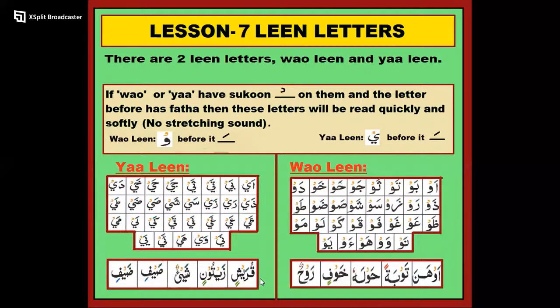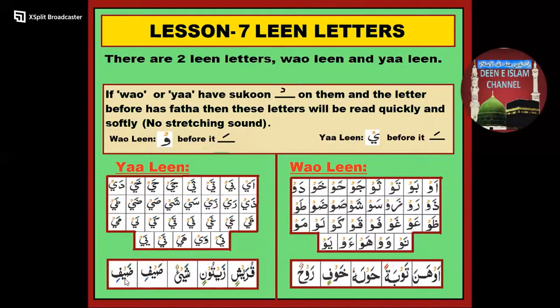And same, have a look at the yalin examples. Quraishin. So in this word, ra ya fatha rai is yalin sound in the word. Zaytunin. Za ya fatha zay yalin. Shay'un. Shin ya fatha shay is yalin. Saifi. Say is yalin sound. And daifi. Dod ya fatha dai is yalin sound.